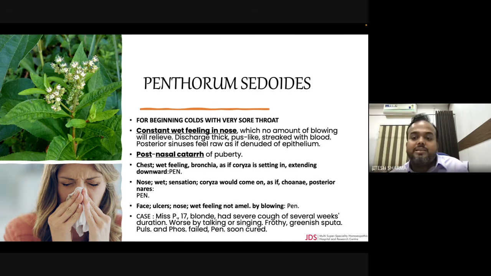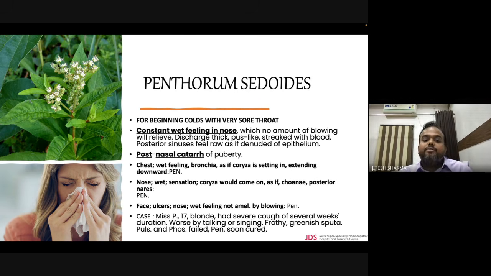Discharge of thick pus-like streak with blood. Posterior sinuses feel raw, as if denuded of epithelium. In fact, post-nasal catarrh of puberty. So there is a rubric: chest wet feeling, bronchia as if coryza is setting in, extending downwards. Penthorum. Nose wet sensation, coryza would come on as if, that is Penthorum. Face ulcer, nose wet feeling, not relieved by blowing the nose. Penthorum. I'll explain to you with a case.